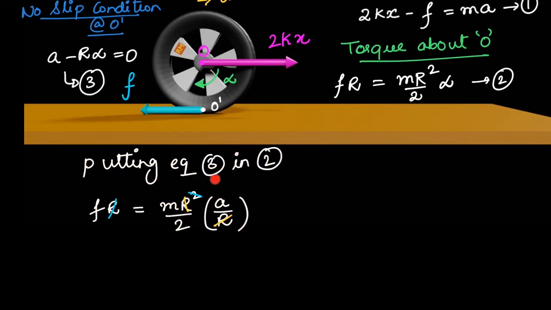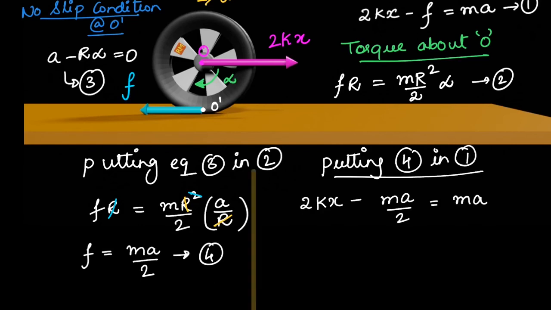First we are putting equation 3 into equation 2. We have taken this as equation 1, this as equation 2, and this as equation 3. Which means we are putting the value of alpha from equation 3 in equation 2. So F into R equals mR square by 2 into alpha, and we write alpha as A divided by R. R here gets cancelled, and another R and R here get cancelled. So we get F equals ma by 2. Let us keep this as equation 4.